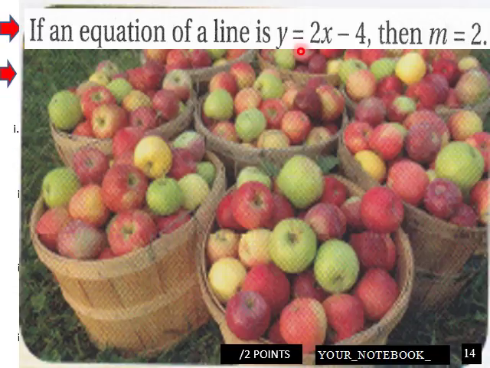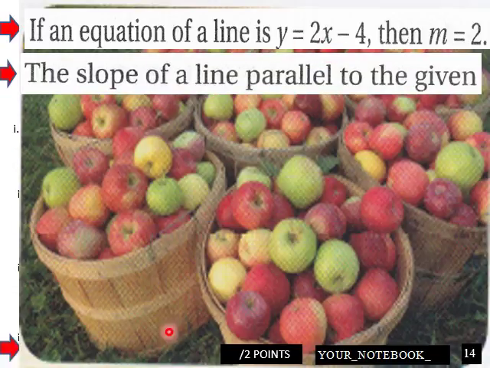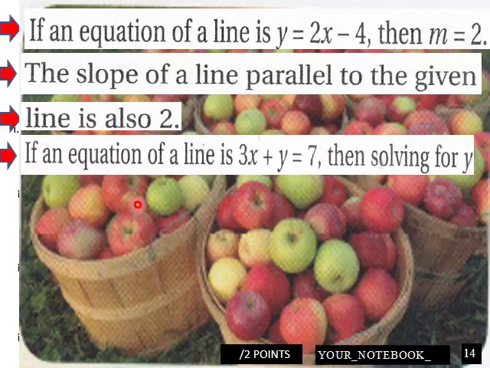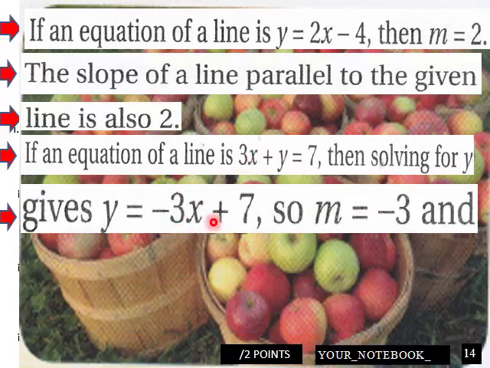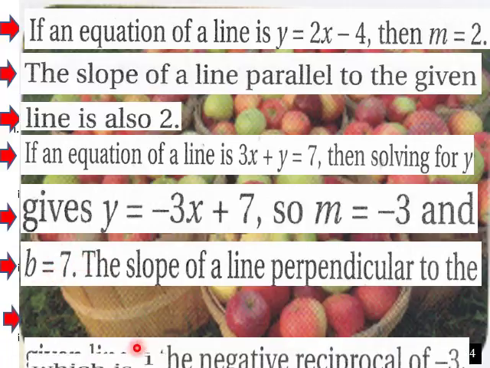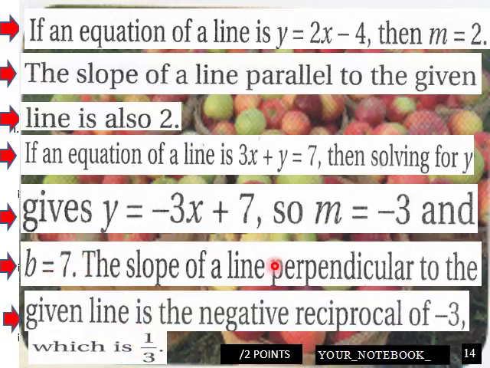So if an equation of a line is y equals 2x minus 4, then m equals 2. Slope of a line parallel to the given line would also have a slope of 2. If an equation of a line is 3x plus y equals 7, and solving for y, it gives us y equals negative 3x plus 7. So m equals negative 3, and b, which is the y-intercept, would be 7. The slope of a line perpendicular to the given line with a slope of negative 3 would be 1 over 3. The negative reciprocal of negative 3 would be 1 over 3.